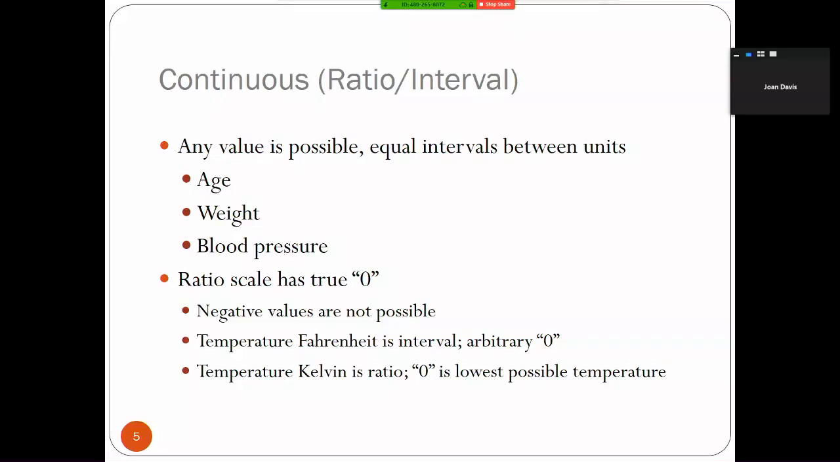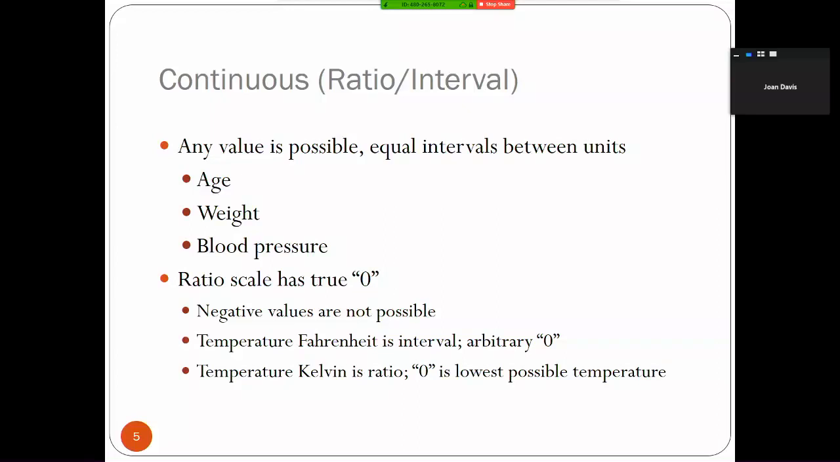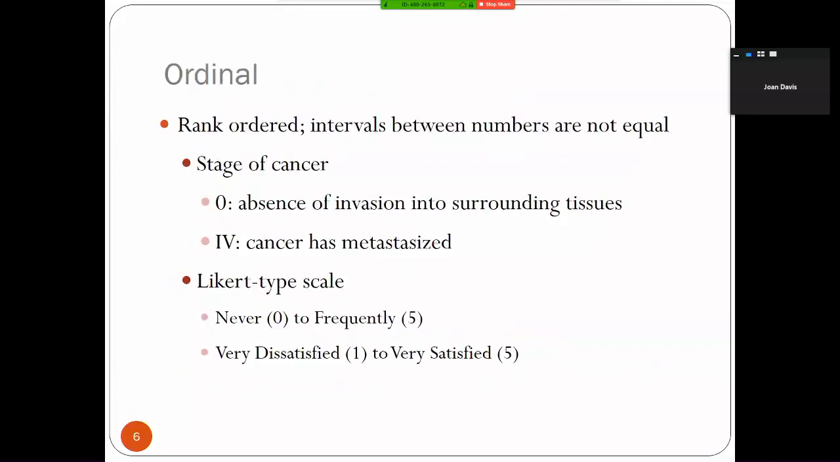So ratio scales have equal intervals, but they have a true zero. Interval scales do not. Temperature in Fahrenheit is an interval measurement scale because it has an arbitrary 0. 0 means nothing. It just means 0. With Kelvin temperature, 0 is the absolute lowest you can go. You can't have a negative Kelvin temperature. 0 is the absence of movement. So that's the distinction between the two. But we use them interchangeably for purposes of statistical analysis and presentation.